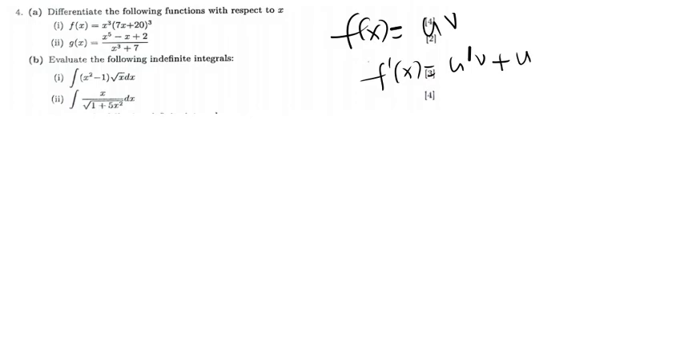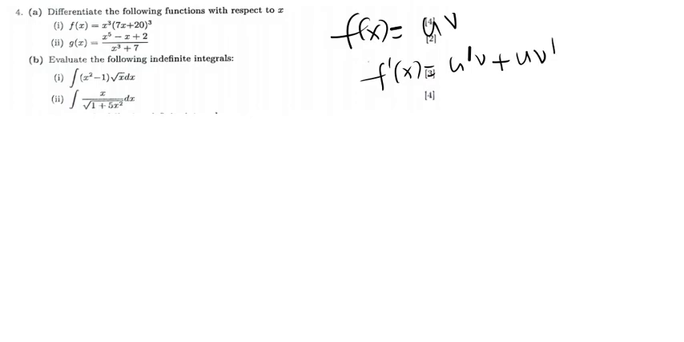When you have got two functions, you use product rule. Previous question we were talking about product rule. So product rule, we said that if you have got f of x equal to u times v, then dy over dx, which is f prime of x, is equal to u prime v plus u v prime.